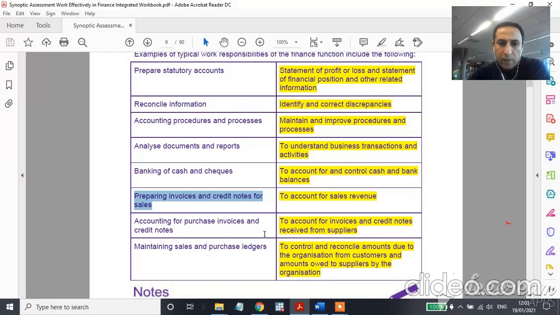So basically these are a number of responsibilities and accountabilities of the finance staff as a part of the finance team, and it is your responsibility and your duty to understand these functions. Okay.